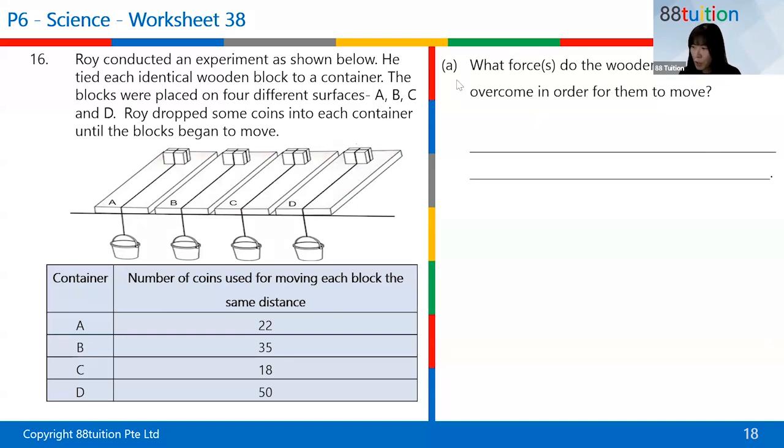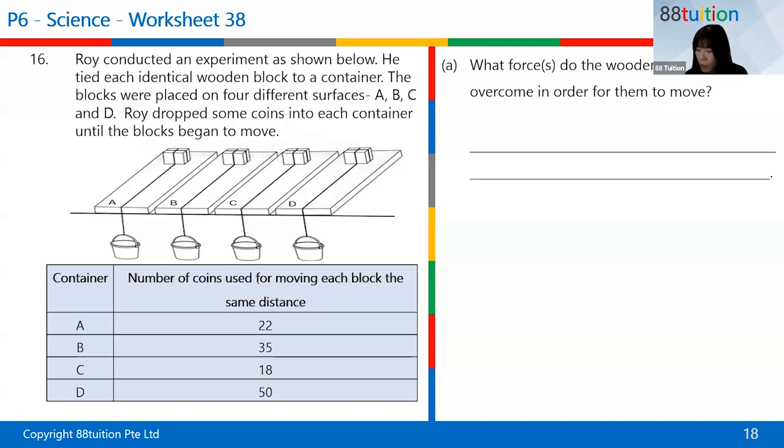Okay, what are the forces here? For the wooden blocks to overcome in order for them to move. So what is this experiment about? There are wooden blocks tied to the pails. Then the blocks were placed on different surfaces, A, B, C, D. Roy dropped some coins into each container. So these pails, right, he dropped the coins in until the blocks began to move.